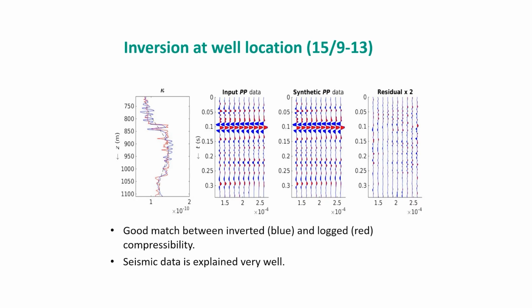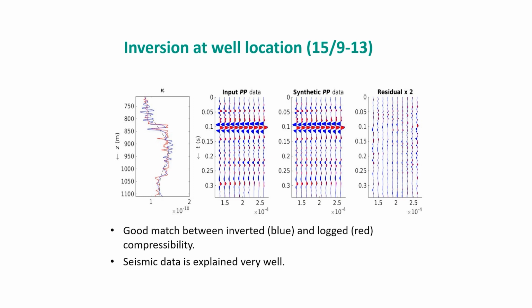I'll show you straight away the inversion result at the well location. So that's again well 15913. Let me remind you that we are outside of the CO2 plume, so this is only lithology that we see here. You can see that the input seismic has been matched quite nicely. On the very right, you see the residual blown up by a factor of 2. So the match is very good.